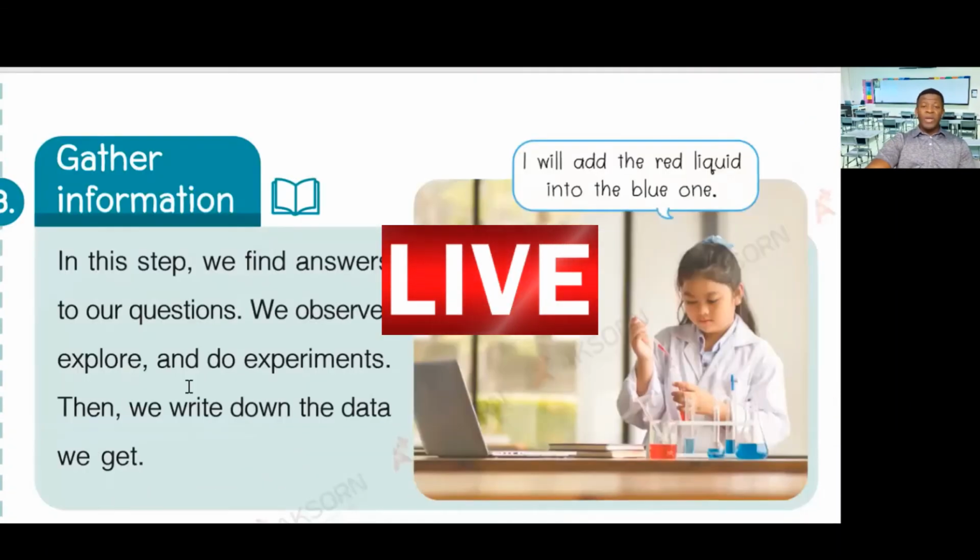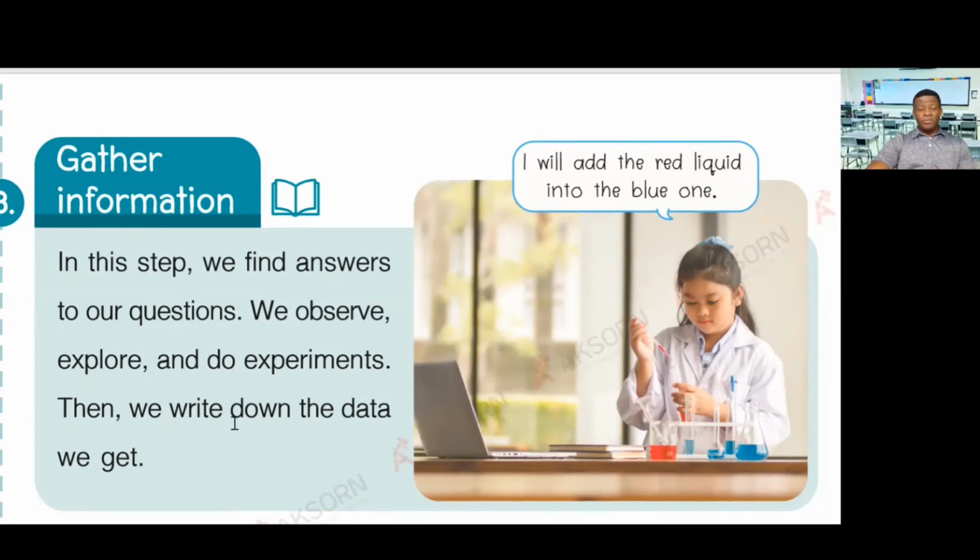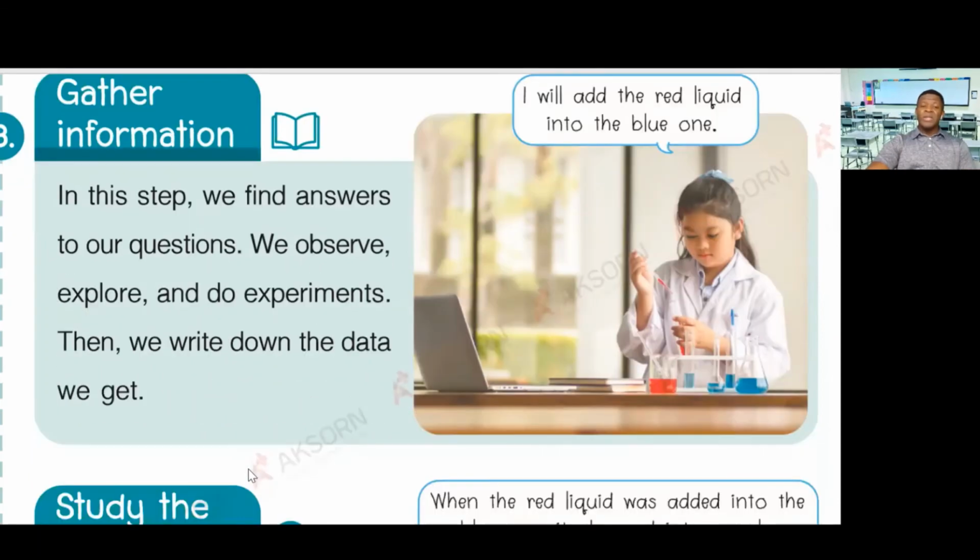So number 3 is gathering information. Gather information. In this step, we find answers to our questions. We observe, explore, and do experiments. This is a process whereby we write down the data that we get. When we gather the information, we note all the data.